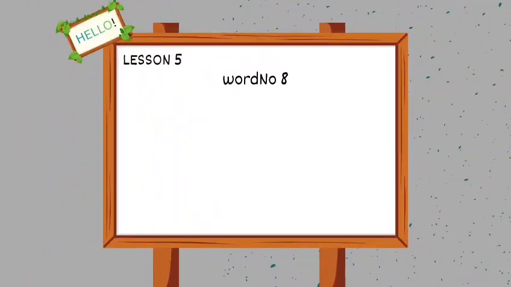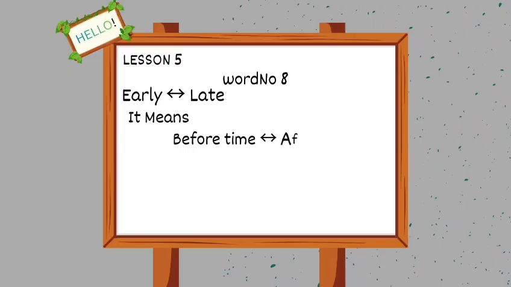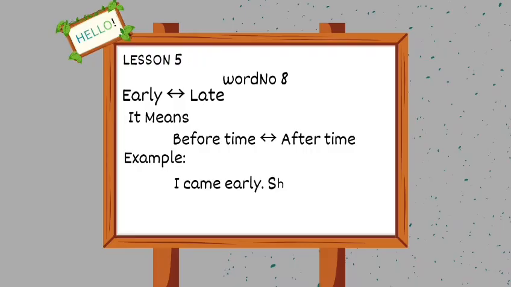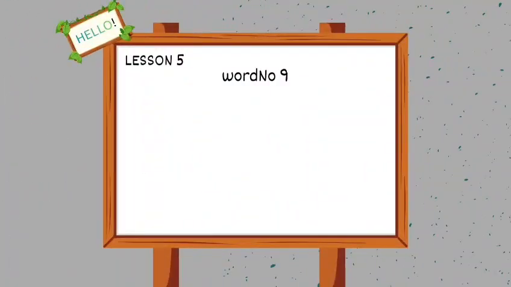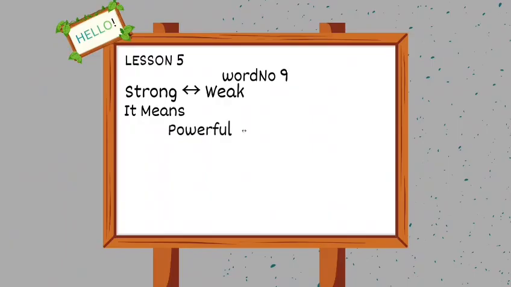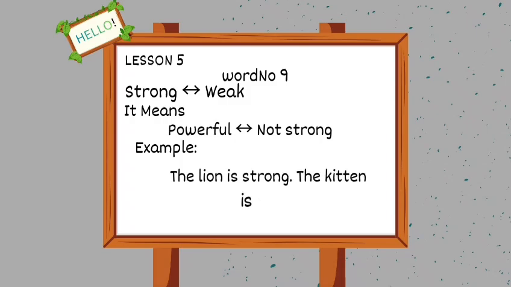Word number 8. Early, late. It means before time, after the time. For example, I came early, she arrived late. Word number 9. Strong, weak. It means powerful, not strong. For example, the lion is strong, the kitten is weak.